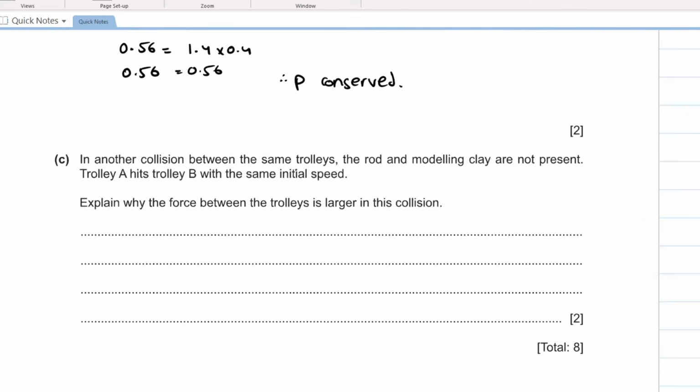In another collision between the same trolleys, the rod and the molding clay are not present. Trolley A hits trolley B at the same initial speed. Explain why the force between the trolleys is larger in this collision. बेटा अब थोड़ा सा फोकस चाहिए. Now if you focus here, the molding clay has been removed. You have to tell why the force between the trolleys is larger.